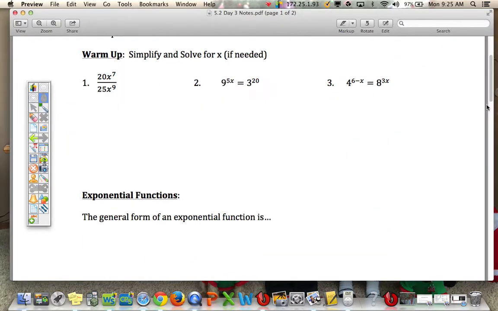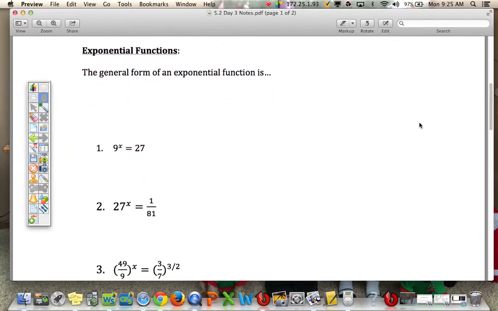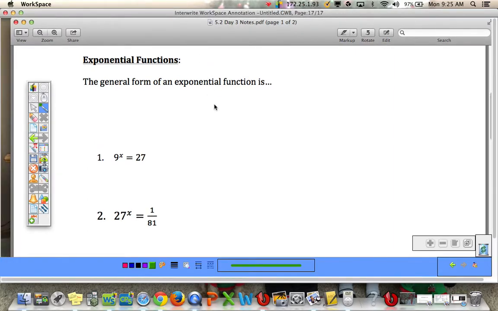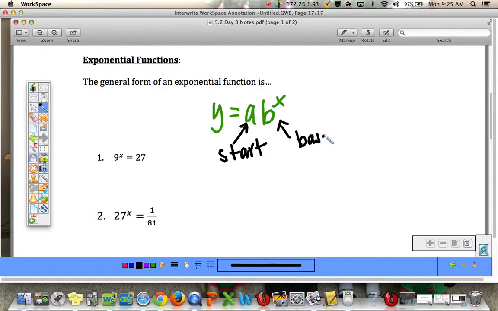So to review, exponential functions, the general form of an exponential function is y equals a times b to the x. You should know by now that a is the starting value, b is the base, and it's some number they give us, and x is the exponent. So to solve an exponential function, as of right now, there's 2 ways that we know how to solve: guess and check and finding a common base.